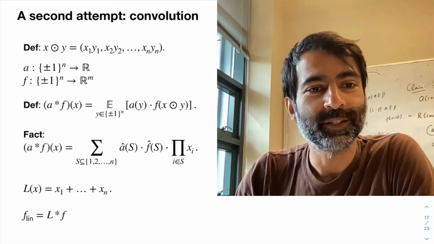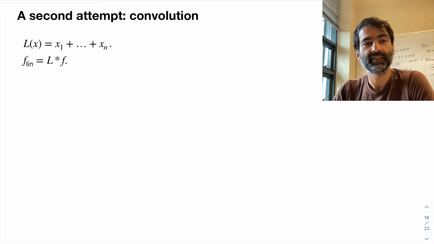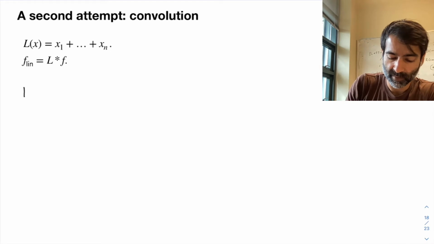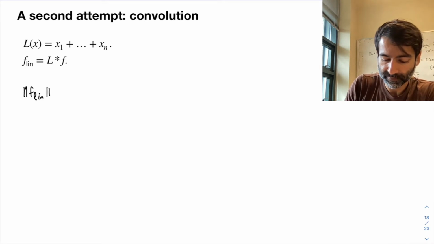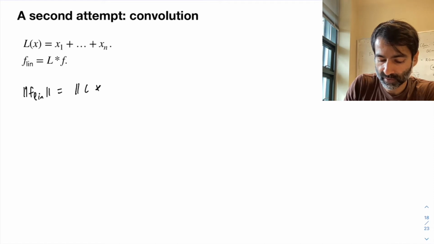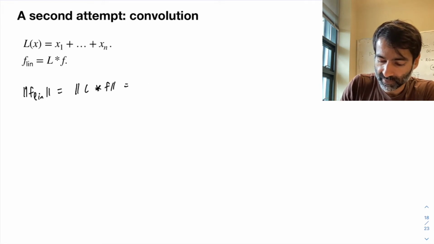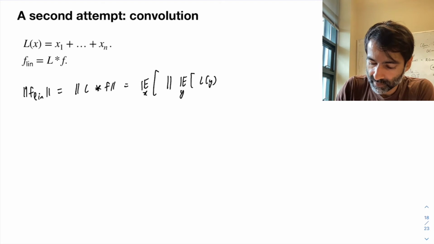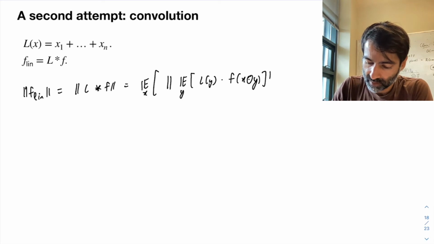So now let's try and use this to bound the norm of the linear part of f. Let's see how to do it. Suppose we want to bound the norm of the linear part of f. That's the same as the norm of the convolution of L with f, and let's write it out. That's equal to the expected value over x of the norm of the expected value over y of L of y times f of the coordinate-wise product of x and y, squared, to the 1/2.